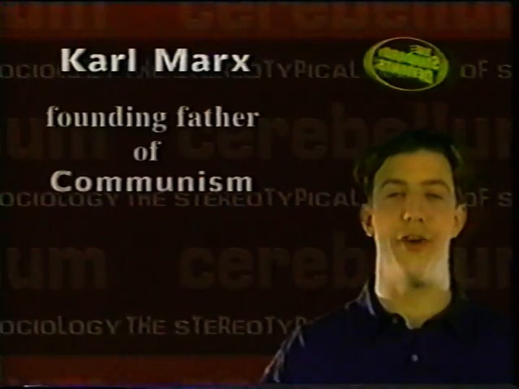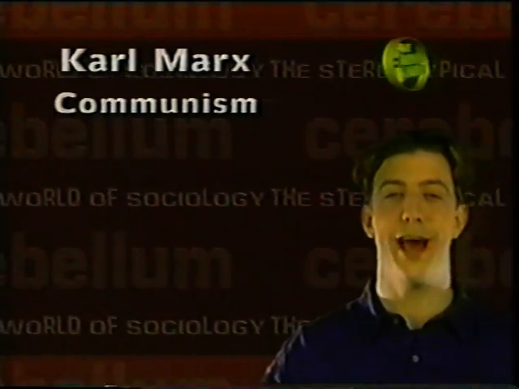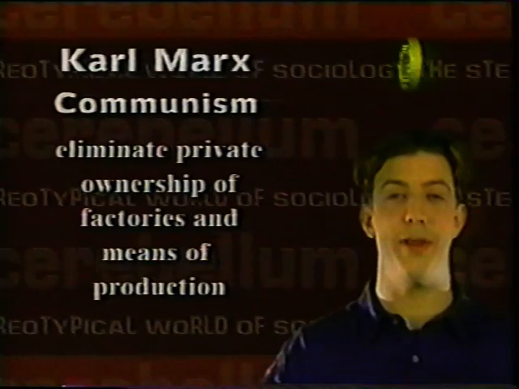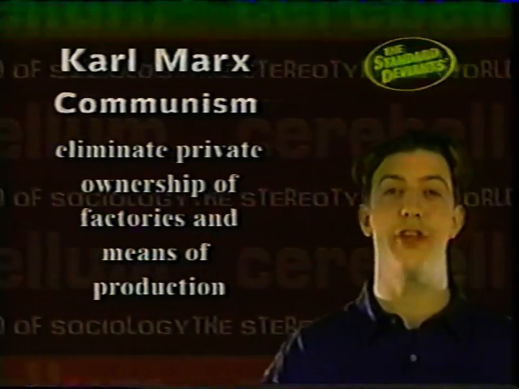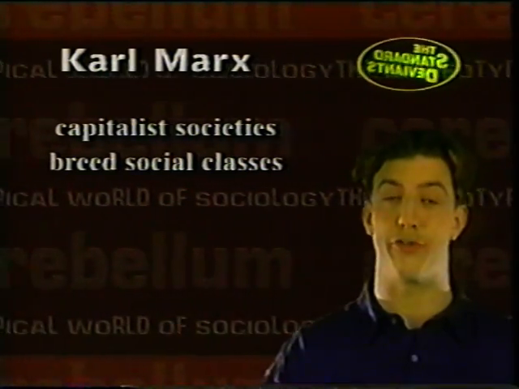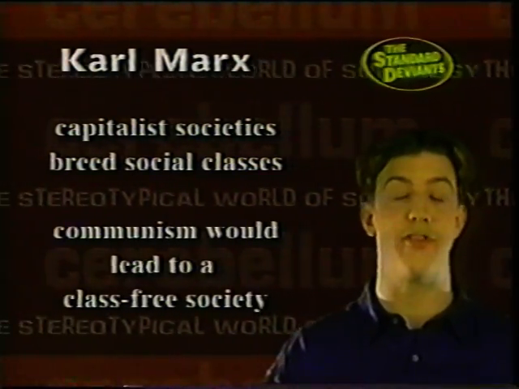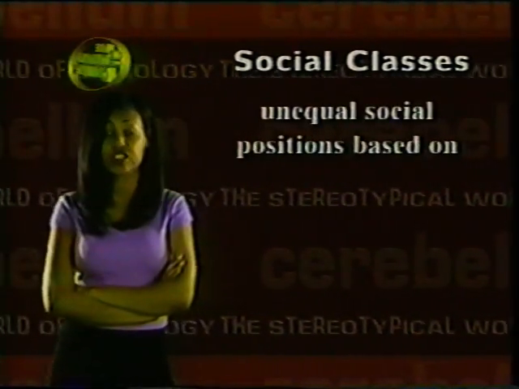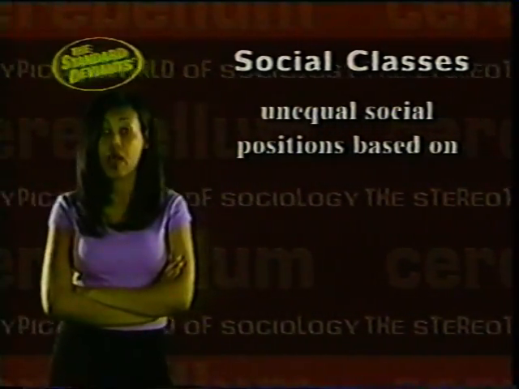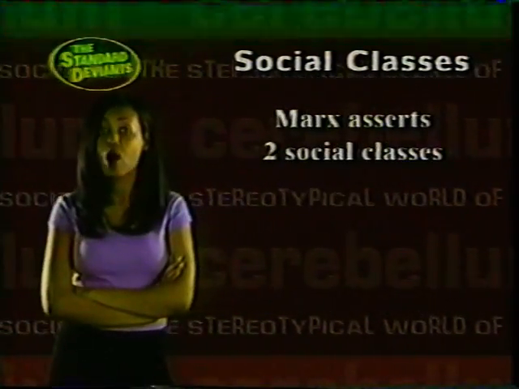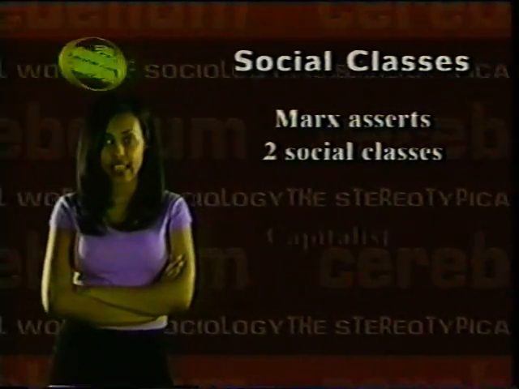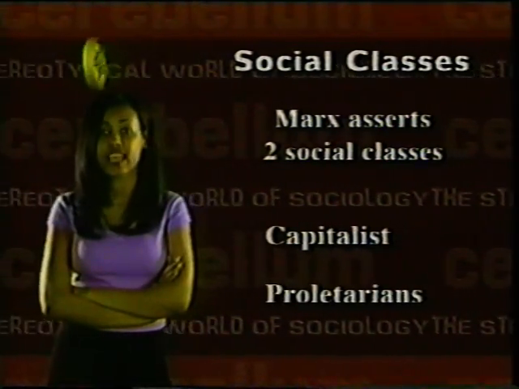Karl Marx is the founding father of communism. Communism is a system which attempts to eliminate private ownership of factories and other means of production. Marx states that capitalist societies breed social classes, while communism would lead us to a class-free society. Social classes refer to unequal social positions based on income, wealth, and a person's place within the society. Marx asserts that there are two social classes, capitalists and proletarians.